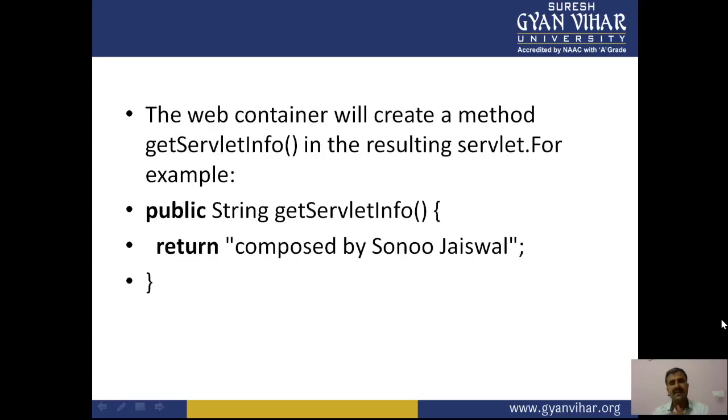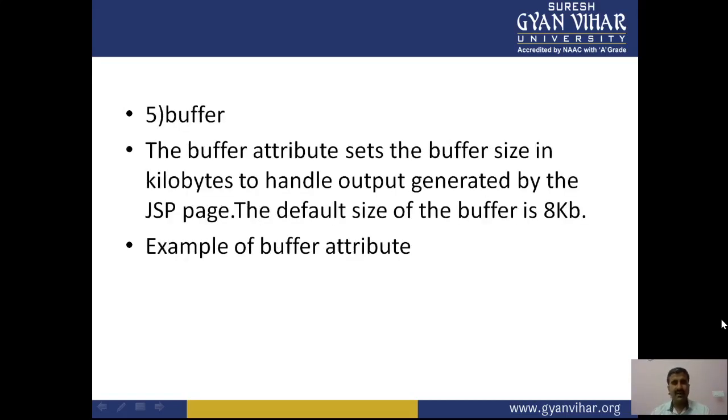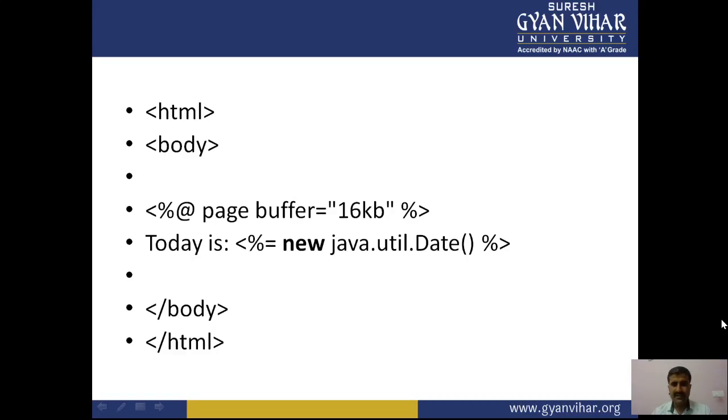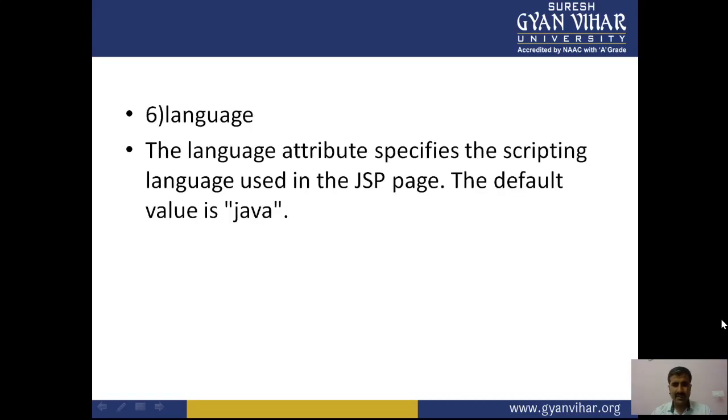So the web container will create a method getServletInfo in the resulting servlet. For example, String getServletInfo, written and composed by Sonu Jaiswal, like that, right? The buffer attribute sets the buffer size in kilobytes to handle output generated by the JSP page. The default size of the buffer is 8 KB. An example of the buffer attribute is like that.